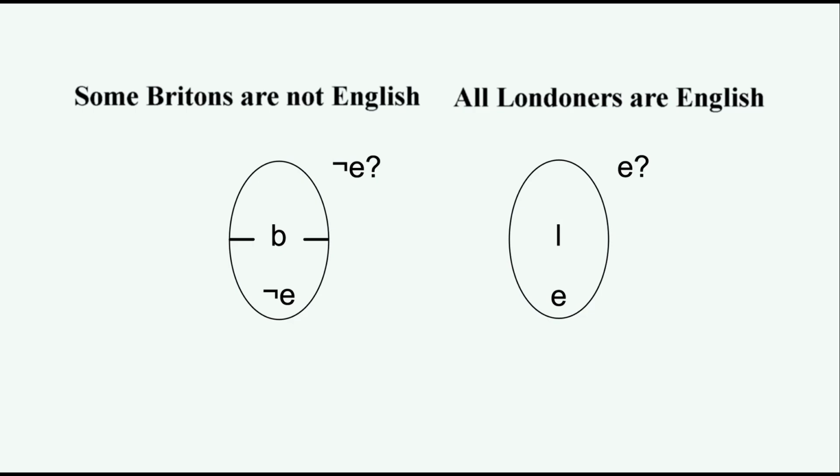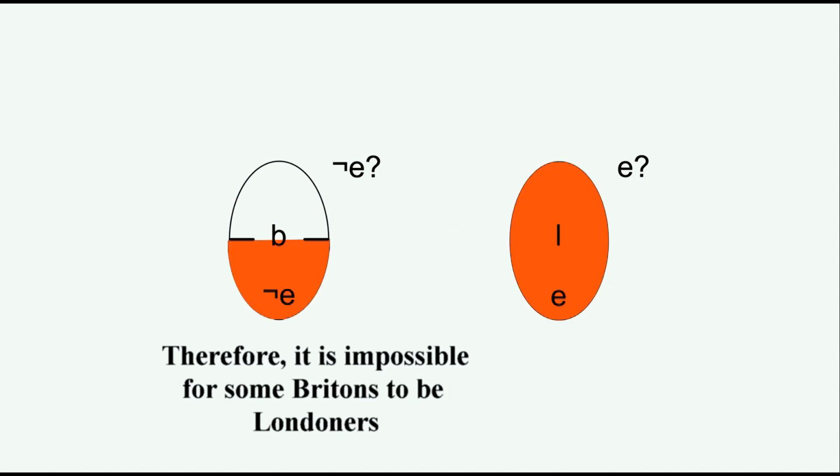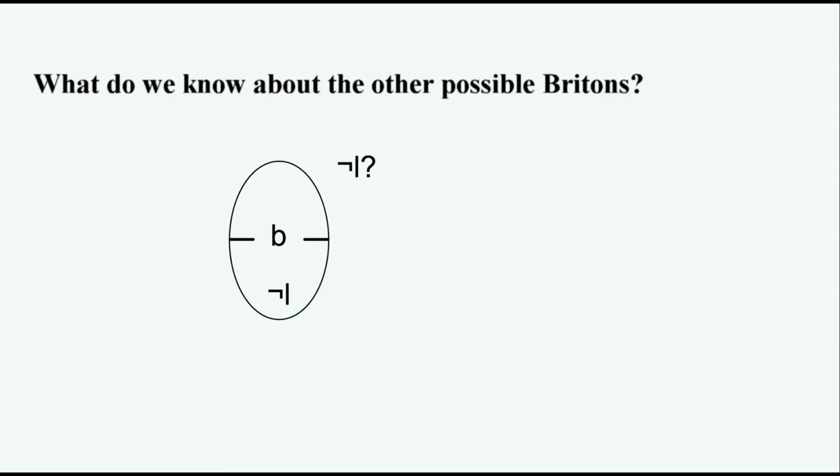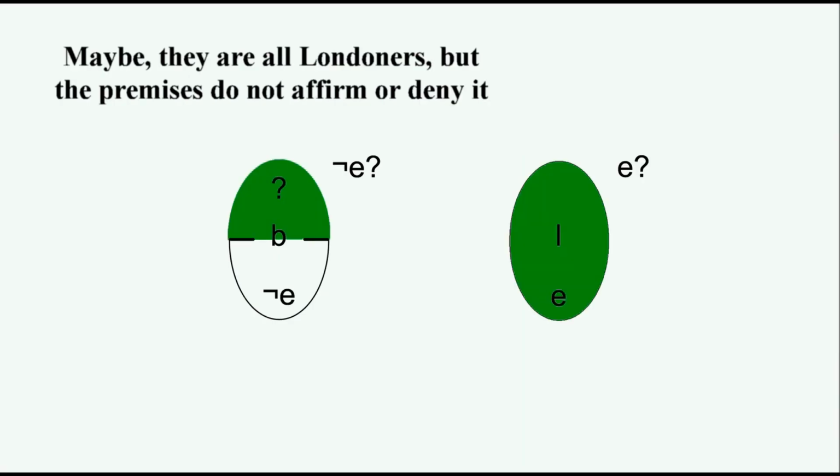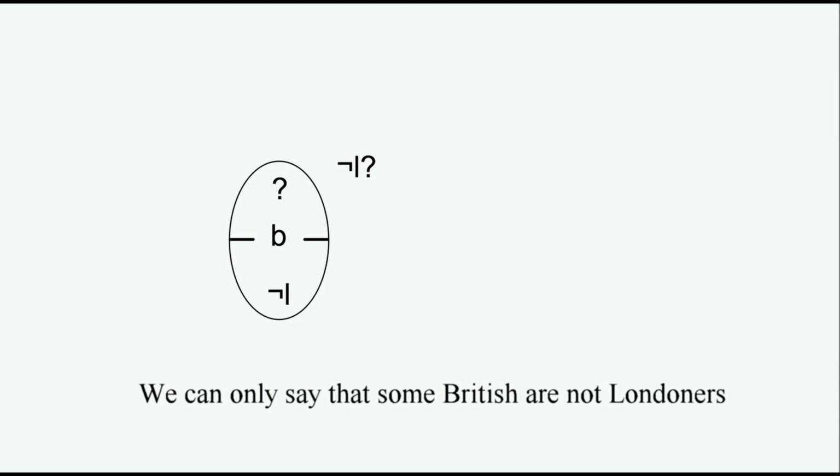Partial exclusion. Some Britons are not English. All Londoners are English. Therefore it is impossible for some Britons to be Londoners. What do we know about the other possible Britons? Maybe they are all Londoners, but the premises do not affirm or deny it. Maybe all Londoners are Britons. We can only say that some Britons are not Londoners.